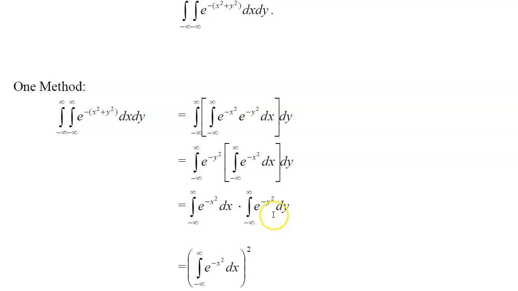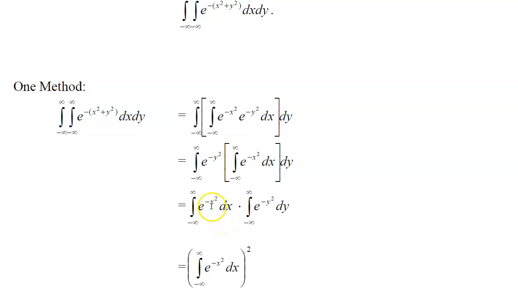So notice we really have a product of two integrals. Integral from negative infinity to infinity of e to the negative x squared dx times the integral from negative infinity to infinity of e to the negative y squared dy. Now I've got to ask you, which of these integrals do you think is going to be bigger? Which is going to give you the bigger value? Well, it turns out they're going to give you the same value, right? Because they're really the same integral.